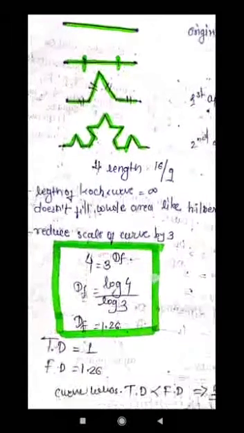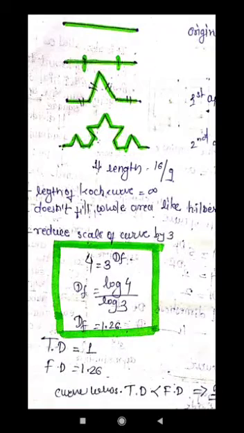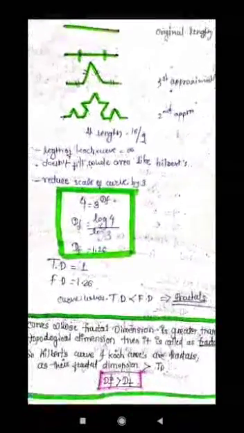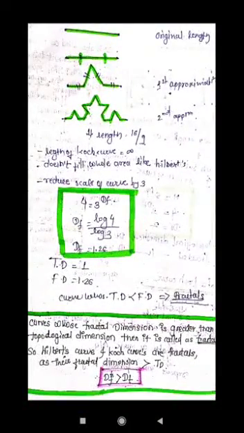So we know that n is equal to s raised to df. Here n has value 4 and the scaling factor s is equal to 3, so we can find df. We know the formula of df is log n divided by log s. So n is 4, s is 3, and df is 1.26.